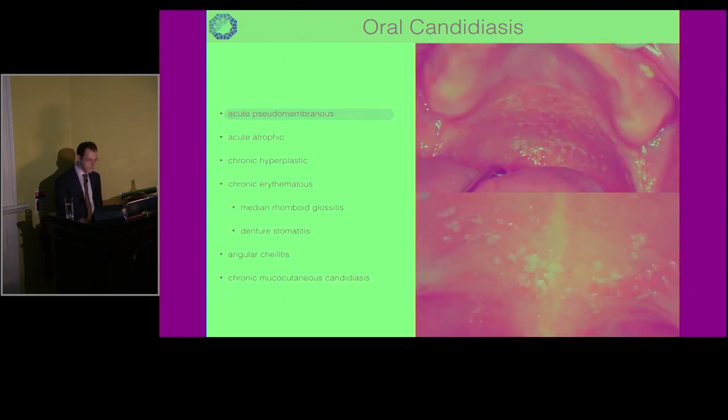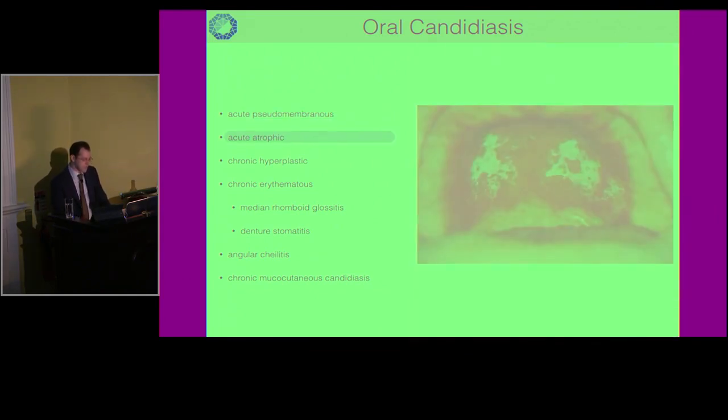There are a few subtypes you'll find again in the classic classifications. Pseudomembranous is supposed to be the most common, although I have to say it's not the most common that I see. I see it very rarely. It may be that it's treated before people come to see me. Wipes off very easily. It's this clotted cheese-like appearance. And underneath the whiteness, there is generally erythema. So it's an inflammatory reaction in the healthy patient.